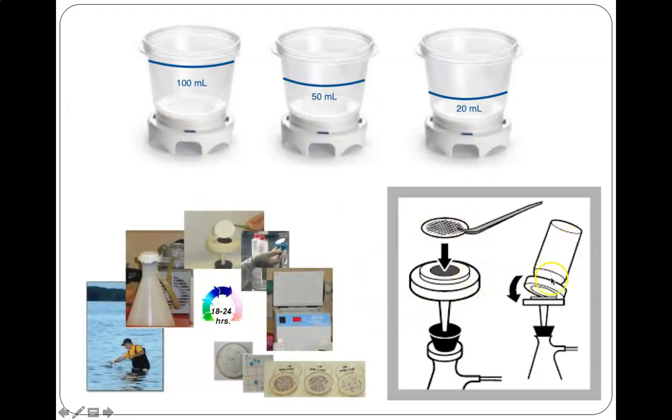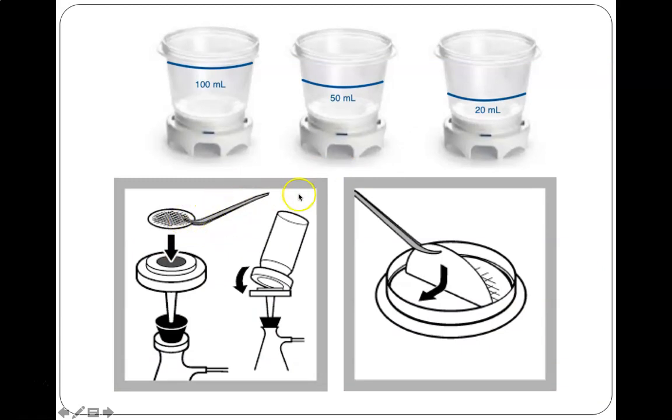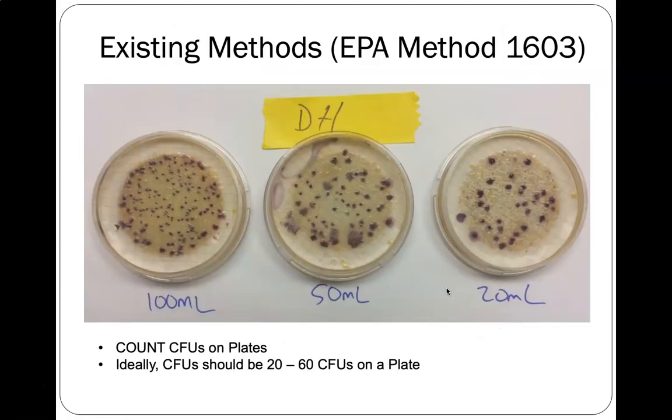So you've got your cup, you would filter the water through, you would then take your little filter membrane, and you would then lay the filter membrane on your petri dish, put the lid on your petri dish, and then you put it upside down in an incubator, and you wait. After incubation, you get these magenta colored colonies. You can see the one that's the 100 milliliter one.